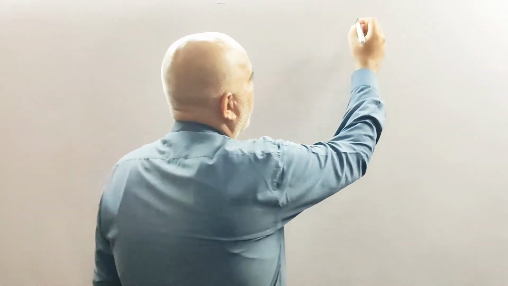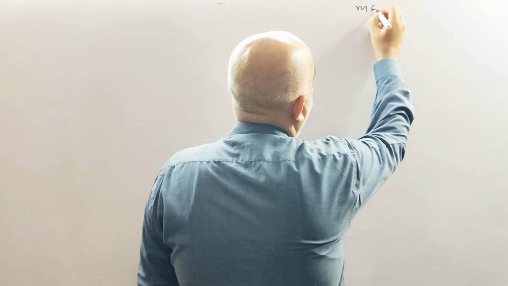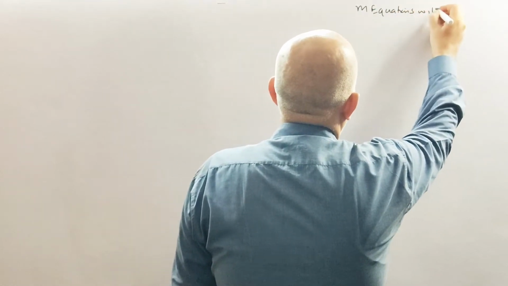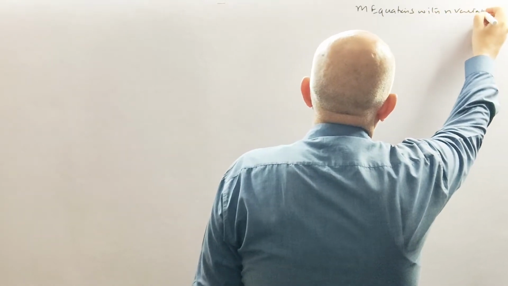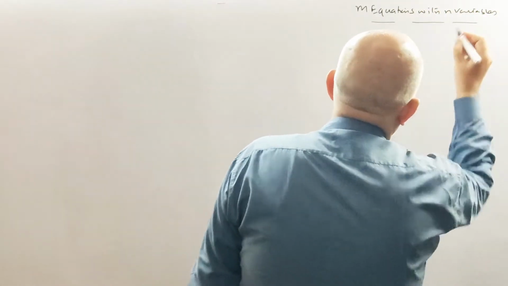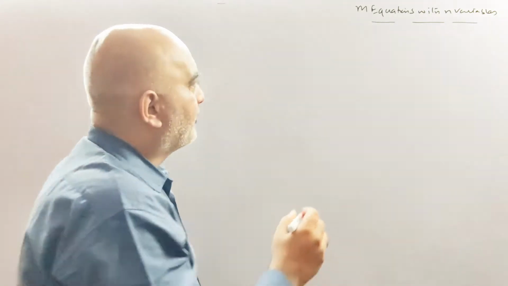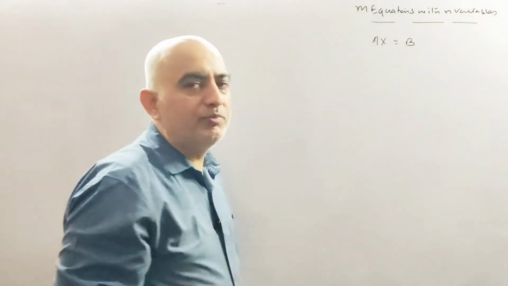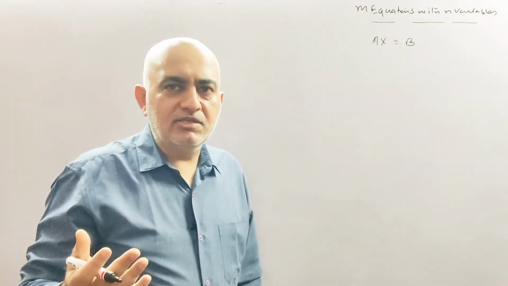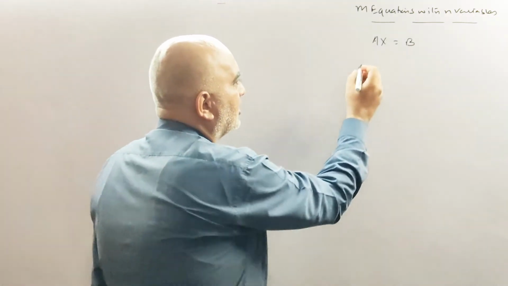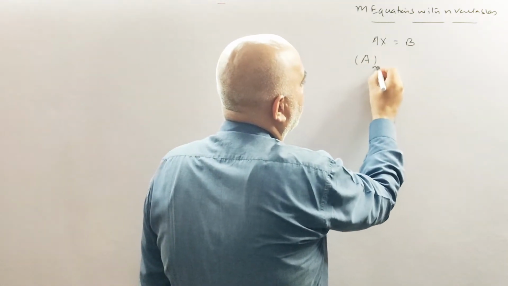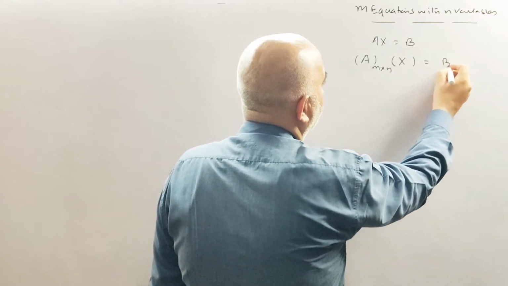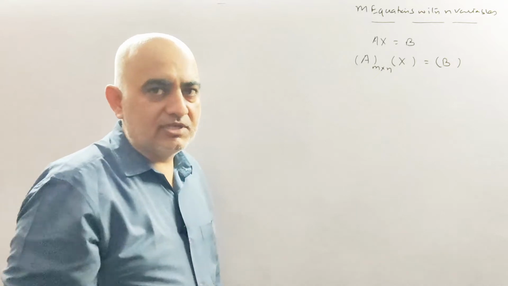Suppose we have m equations with n variables. So first of all, we should write the system into this form, Ax = B, which we have already discussed in the solution of equations. Here, A is the matrix of order m × n, X is the matrix of unknowns, and B is the matrix of constants, right?